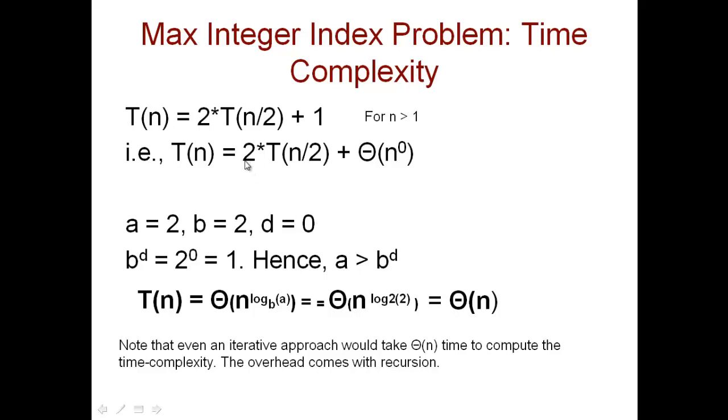So the general format is a times T of n over b plus theta of n raised to d. So a is 2, b is 2, d is 0. The next step is to find b raised to d, which is 2 raised to 0, that is 1, and then compare a with b raised to d. Here a is 2, b raised to d is 1, so 2 is greater than 1, which means a is greater than b raised to d.